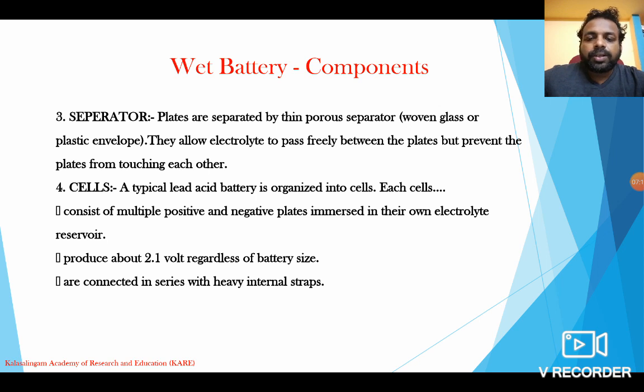And a cell is nothing but a portion of the battery, and there are a number of cells available in the battery. Say for example, if you are using a 12-volt battery, you have six cells, right? Each cell creates 2 volts, so that we can have a 12-volt battery. A single cell has a separate positive and negative electrode, and then electrolyte. These are some important components of this type of battery.